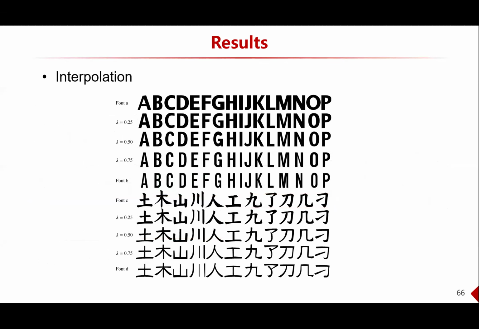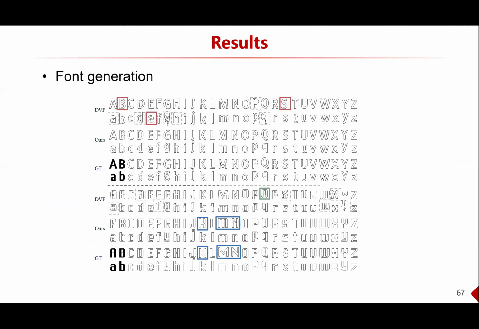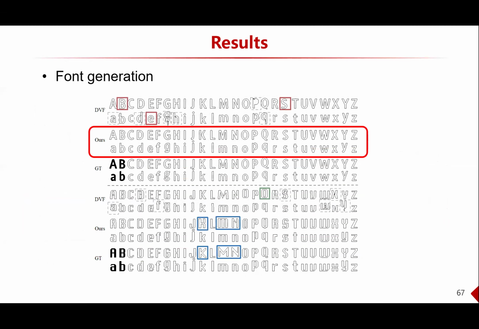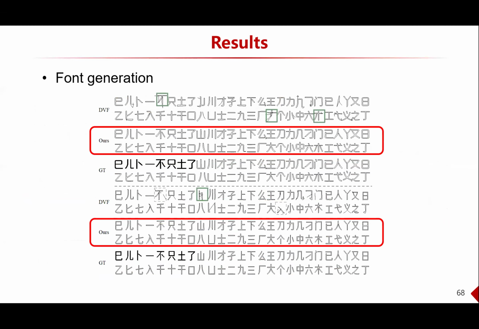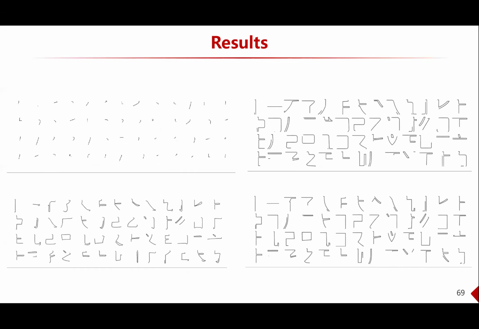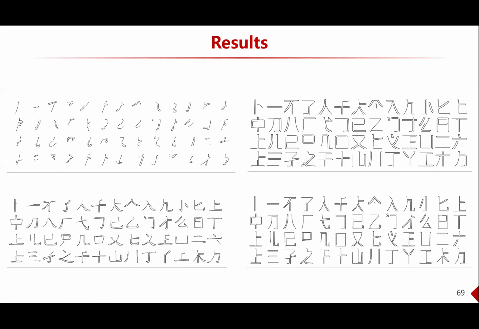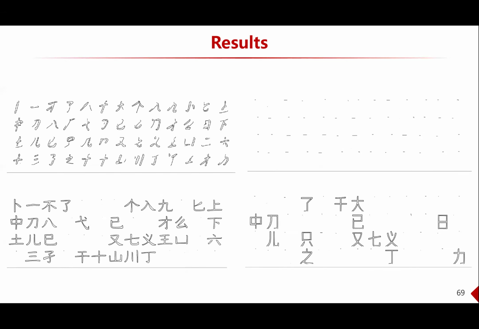And we can also implement the style interpolations for both English and Chinese fonts. And also apply our method for few-shot font generation. And also we can apply this font generation for Chinese vector fonts. Okay, this is a demo of the generated Chinese vector fonts. See, there are differences against the images synthesized by those generative models. They have the writing sequence, drawing sequence, basically.